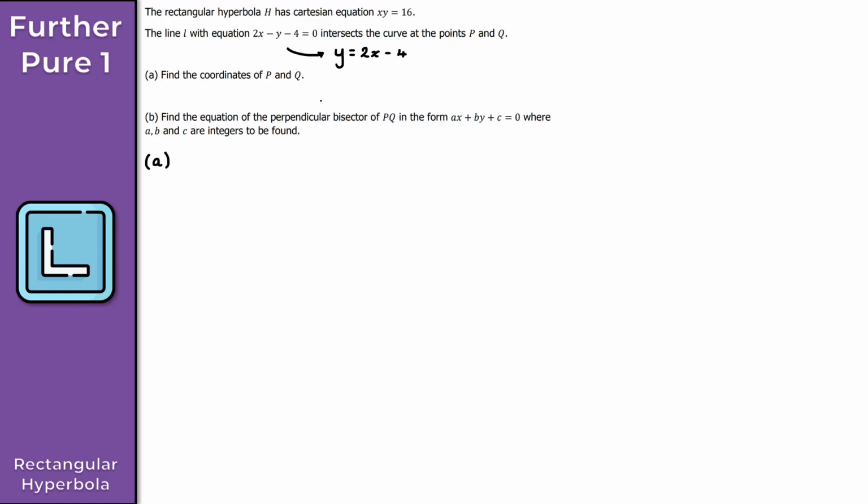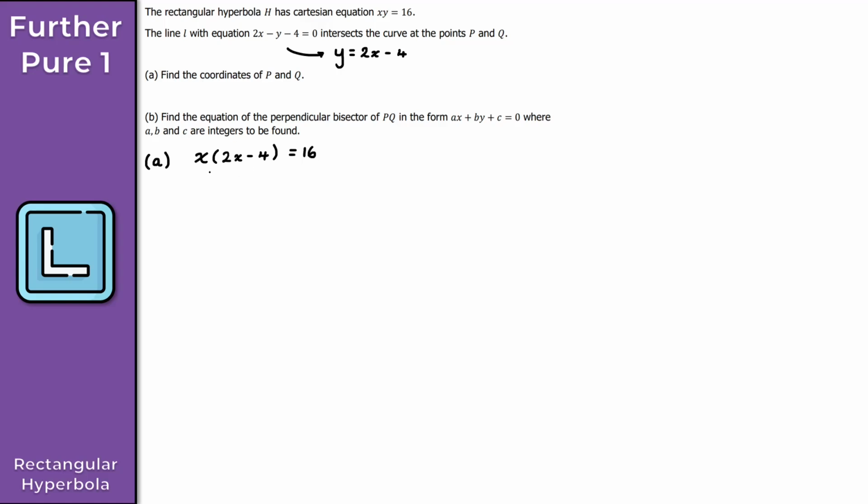Okay. And what I'm going to do now is take this rearranged form here then for y. So y is equal to 2x minus 4. And I'm going to substitute that into this Cartesian equation here then for the rectangular hyperbola H. So once we do that, we get x times y here, which is 2x minus 4. So I get x times 2x minus 4. So this is xy, and xy is equal to 16. So this is equal to 16.